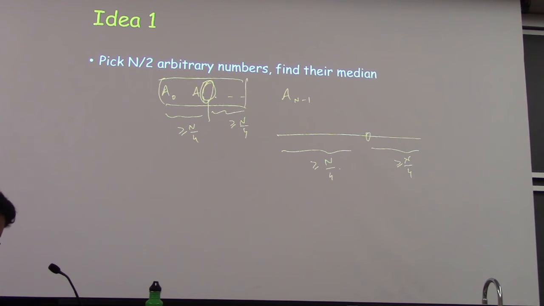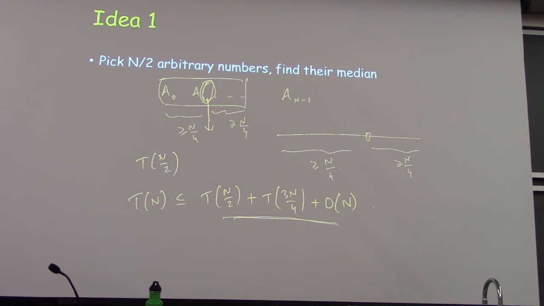The catch is that to find the median, even if you just recursively do things, this is going to take time T of n over 2, because there's an n by 2 size array of which you're trying to find the median. So this ends up giving you this recurrence where T of n is smaller than or equal to T of n by 2 plus whatever you got before, right, so plus this T of 3n by 4 plus O of n. But this, it turns out, is actually very bad.